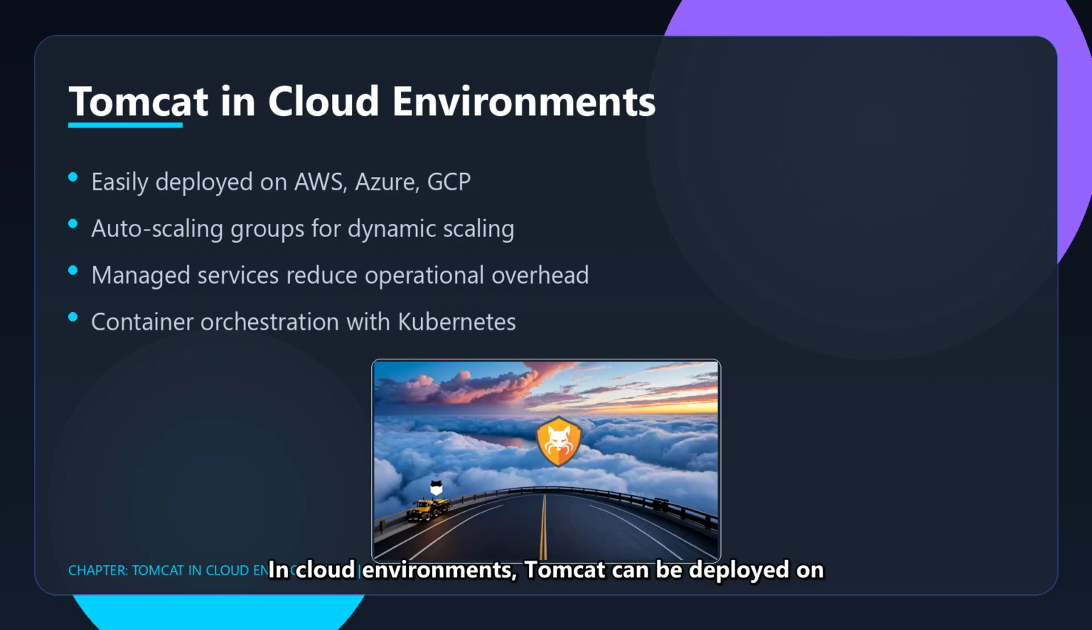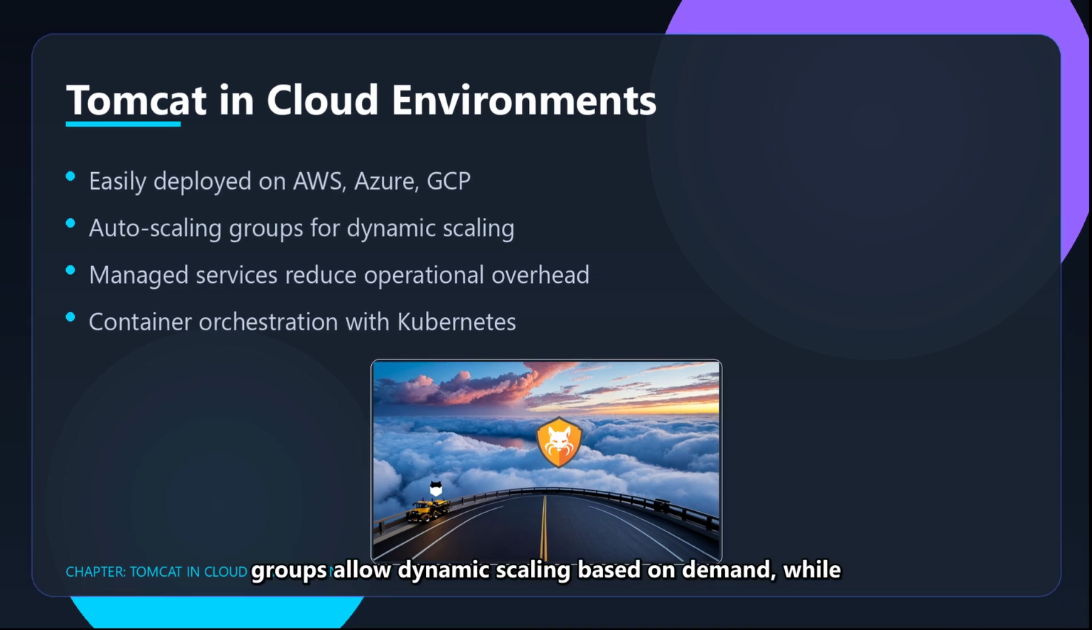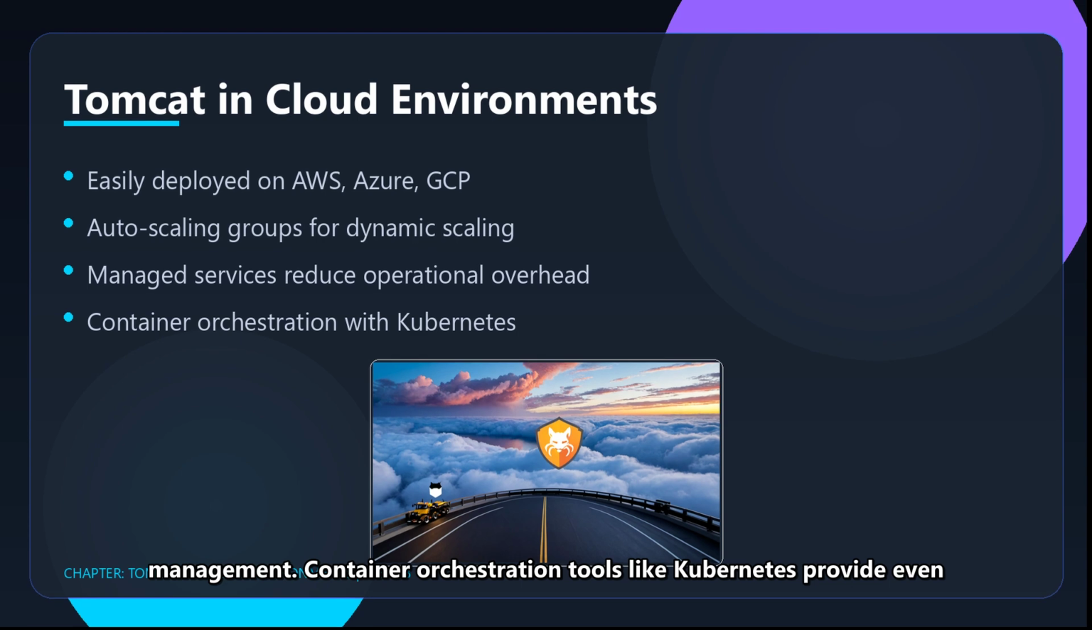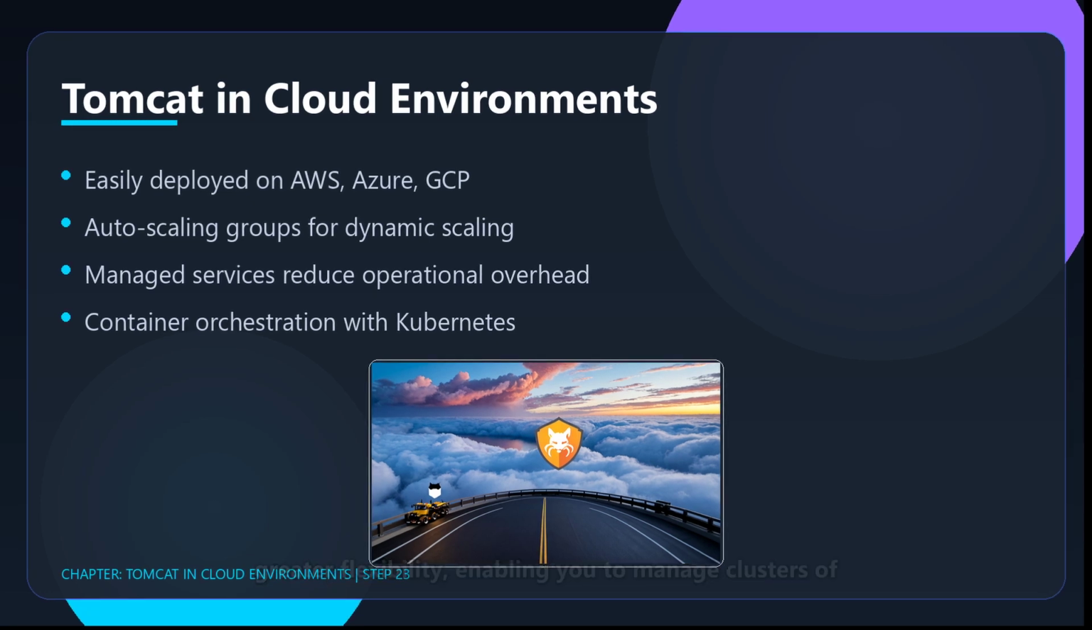In cloud environments, Tomcat can be deployed on platforms like AWS, Azure, or Google Cloud. Auto-scaling groups allow dynamic scaling based on demand, while managed services like AWS Elastic Beanstalk reduce infrastructure management. Container orchestration tools like Kubernetes provide even greater flexibility, enabling you to manage clusters of Tomcat instances efficiently.